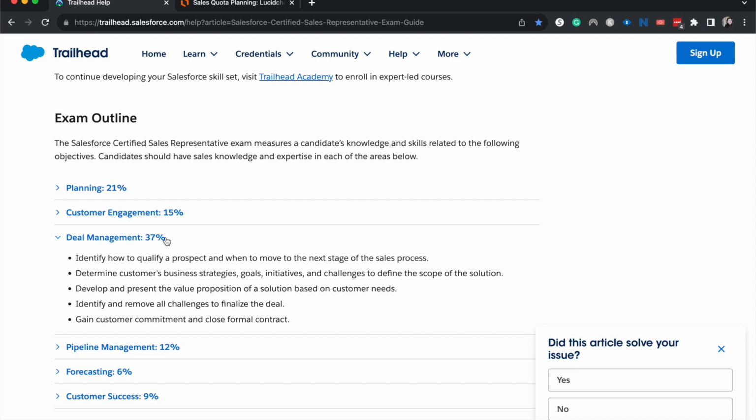How do you deal with objections, and which stage do you deal with objections? How do you get a final commitment and close the formal contract? That's all going to be in deal management. Again, you're taking pieces from planning and customer engagement, and then you're also putting that in deal management. A lot of crossover between those 3.